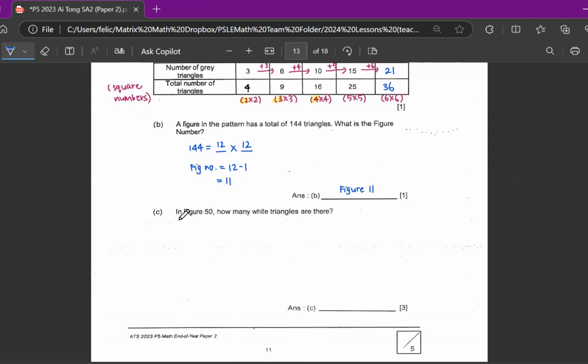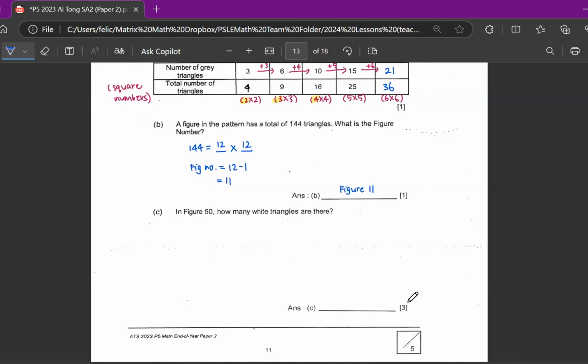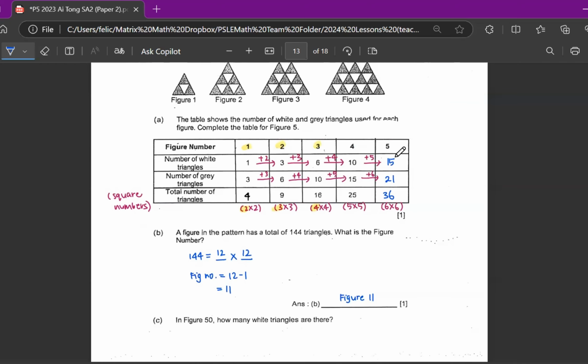Now, for part C, in figure 50, how many white triangles are there? This will be a tough one. It's worth 3 marks. Now, figure 50, you're not going to write all this until 50. Impossible. Same for this 144, you cannot go and write all this until 144. It's a waste of time.